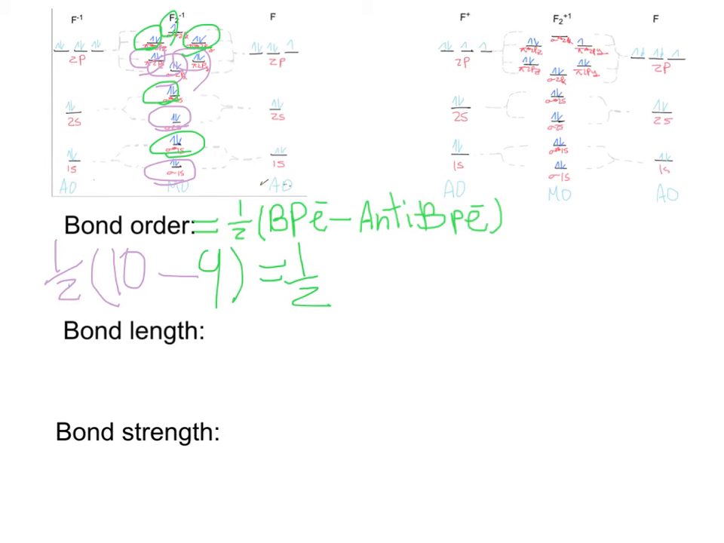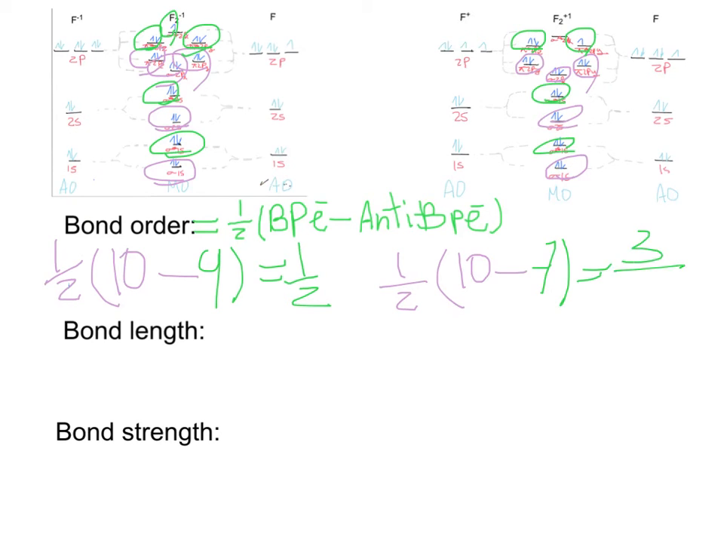Moving to the F2+1, it is half, the bonding electrons are the same, 2, 4, 6, 8, and 10, and the anti-bonding electrons are 2, 4, 6, and 7, which is 3/2. So what does that mean? That means as the bond order goes down, the bond length goes up.